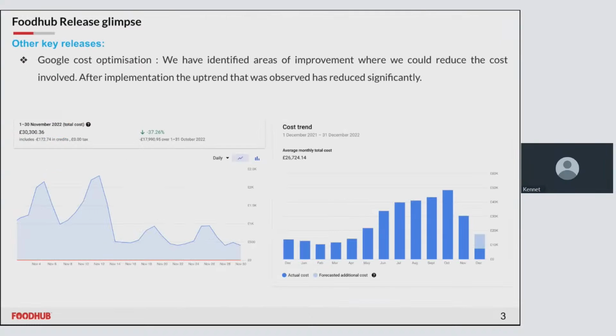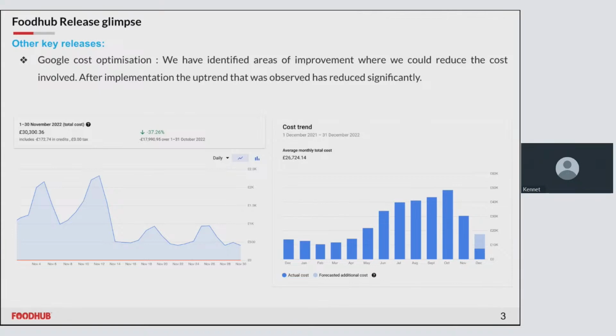Apart from the main features, we also have worked on Google cost optimization. Over the past few months, there was an increase in the cost involved in using Google services in our consumer ordering portals. We have identified areas of improvement where we could reduce the costs involved. And after this implementation, the uptrend that was observed has reduced significantly.